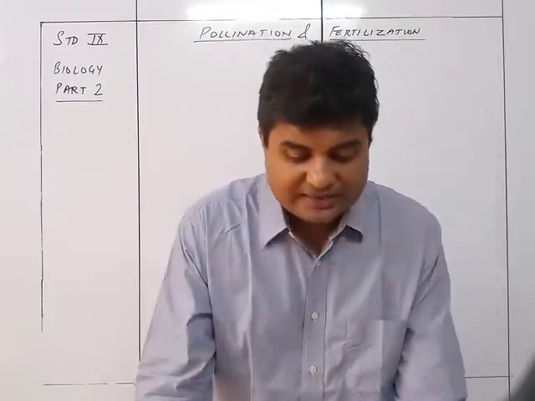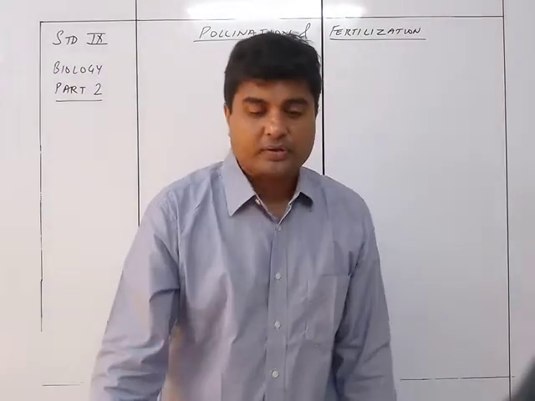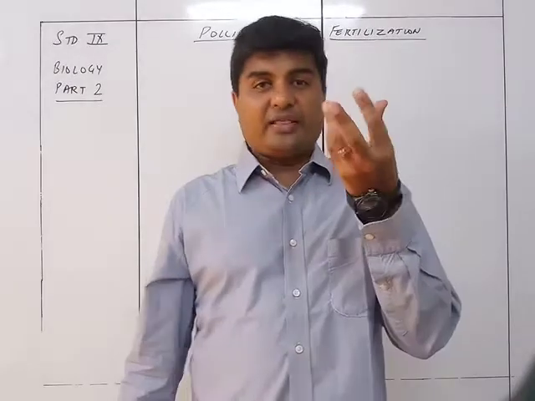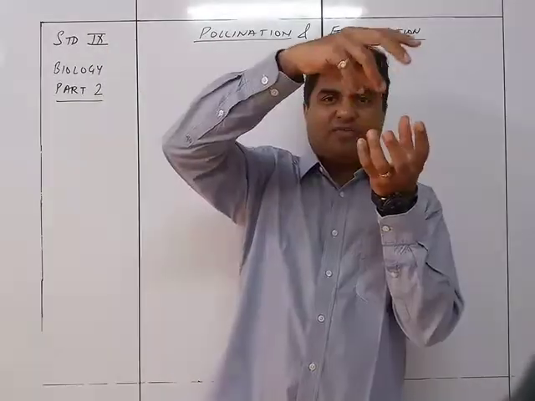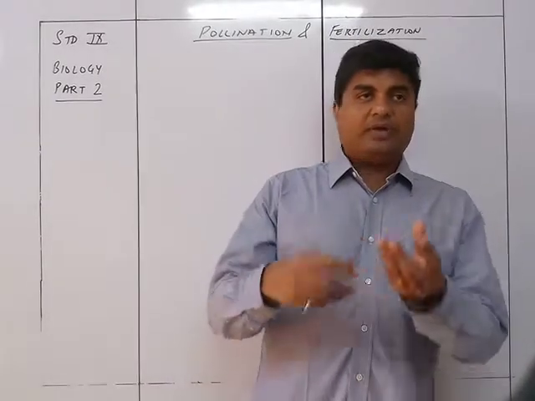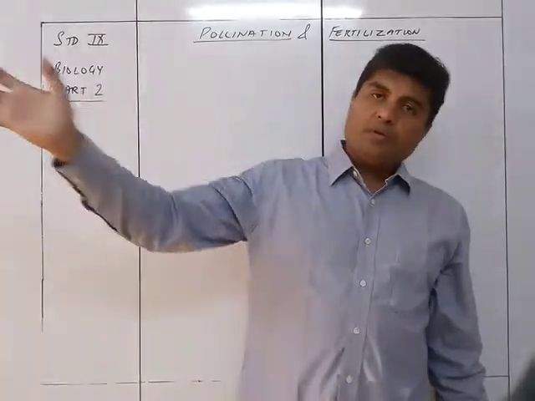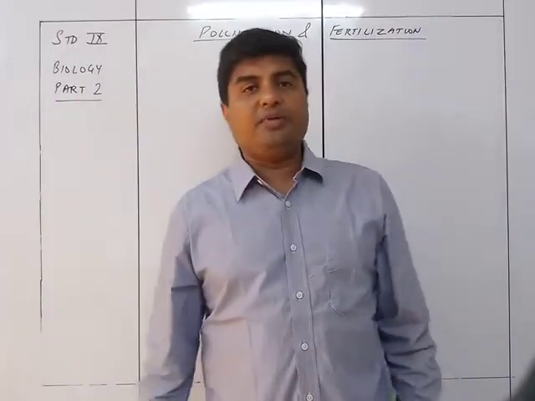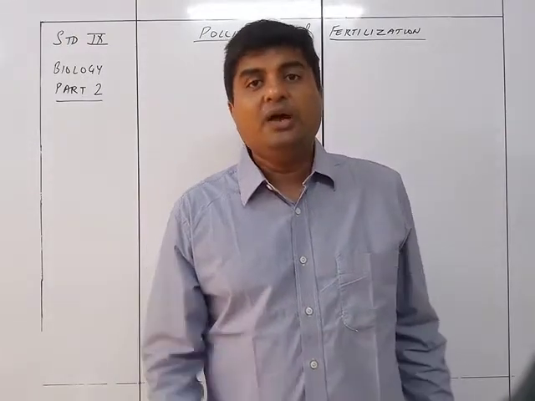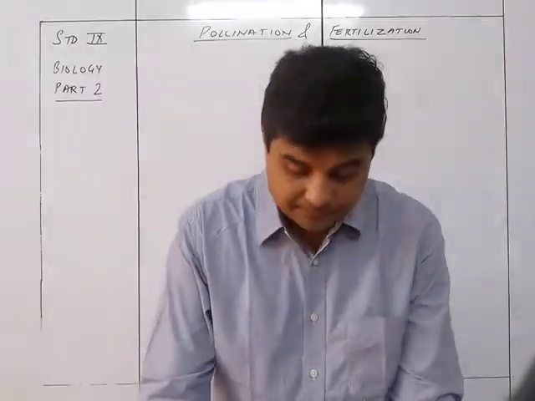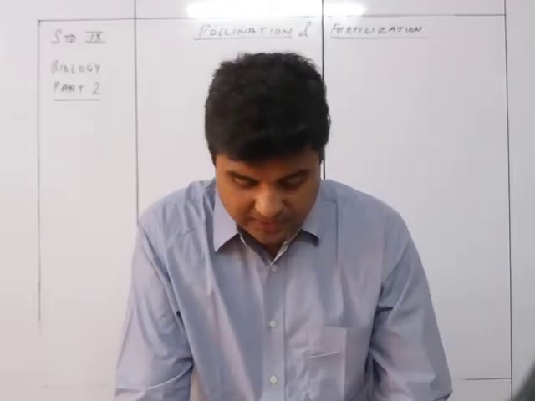So that's why the stigmas are feathery and hang out of the flower to trap the pollen grains. Their stigma will be feathery so that when the wind is coming, the pollen grains get attached inside the feathery part, and they hang out. The flower hangs out in such a way that when the wind has pollen grains in it, the pollen grains get attached inside the feathery part of the stigma. So that was about wind pollinated flowers, that is anemophily.